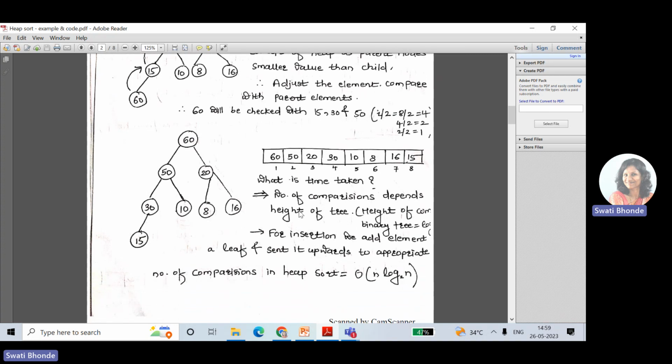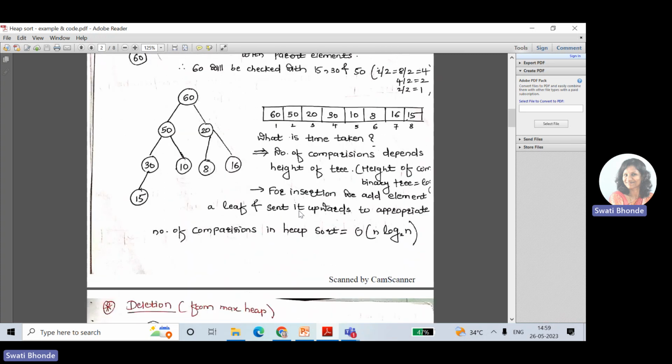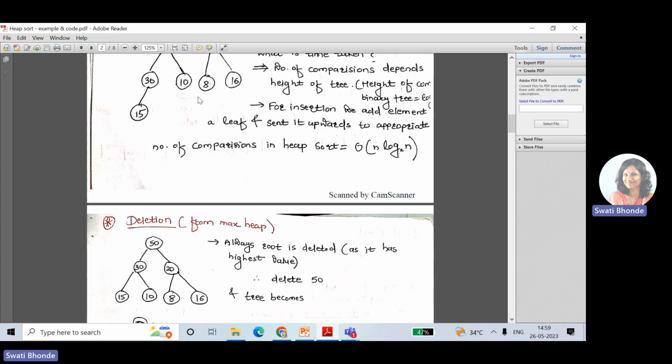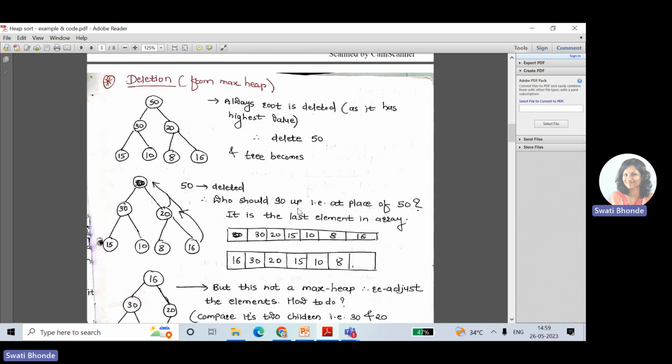Because ultimately, if I want to perform heap sort, what I should know is the heap tree as a data structure. And now let us talk about the deletion operation. Here I have considered the case of max heap. Now we know that if I consider this heap tree and want to perform a delete operation, whoever is at the root will always be deleted. And in a max heap, the root is expected to have the largest value in the tree. So if I perform the delete operation on this tree, then 50 will be deleted.